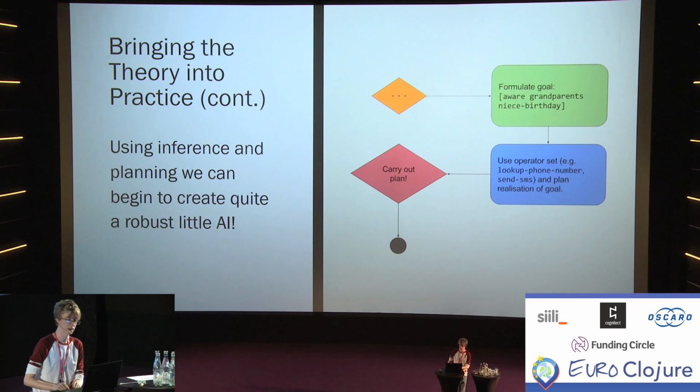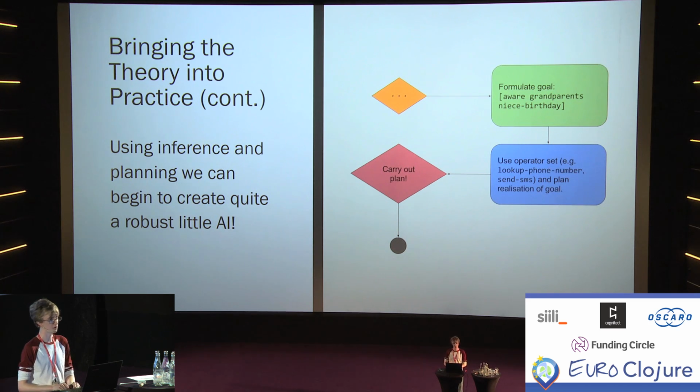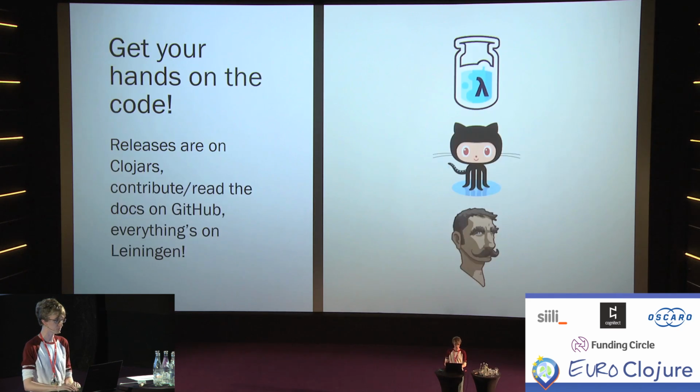From there, we formulate our goal, which is that the grandparents are aware of the niece's birthday. And we use a set of operators that we might have coded into our AI to look up the grandparents' phone number and send an SMS. That realizes the goal of the grandparents being aware of the niece's birthday, at least from the perspective of the system. So then we carry out that plan. We have something that we can action in an automated way that we've also planned in an automated way from the limited information that we had initially.